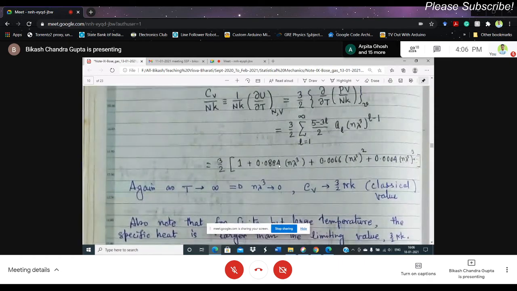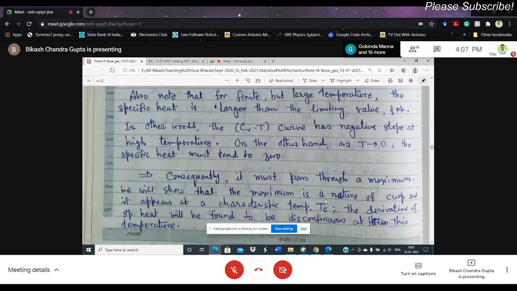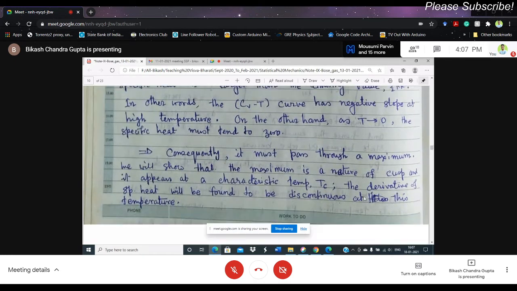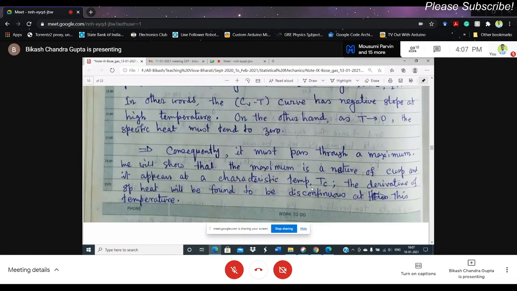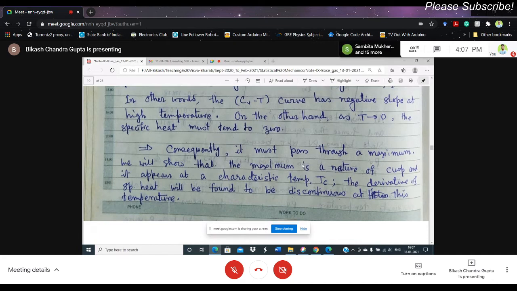So basically from this expression you can have an idea that at T tending to infinity it is 3/2 NkT. But if it is not that high, at moderate temperature, then this term will add up, and therefore the specific heat will be larger than this. But if you decrease the temperature to zero, then certainly it will give you zero, and therefore there is a maximum, and the nature of that maximum is a cusp. At the cusp the derivative of CV becomes discontinuous. That means the second derivative of energy is discontinuous, and therefore it represents a second order phase transition.